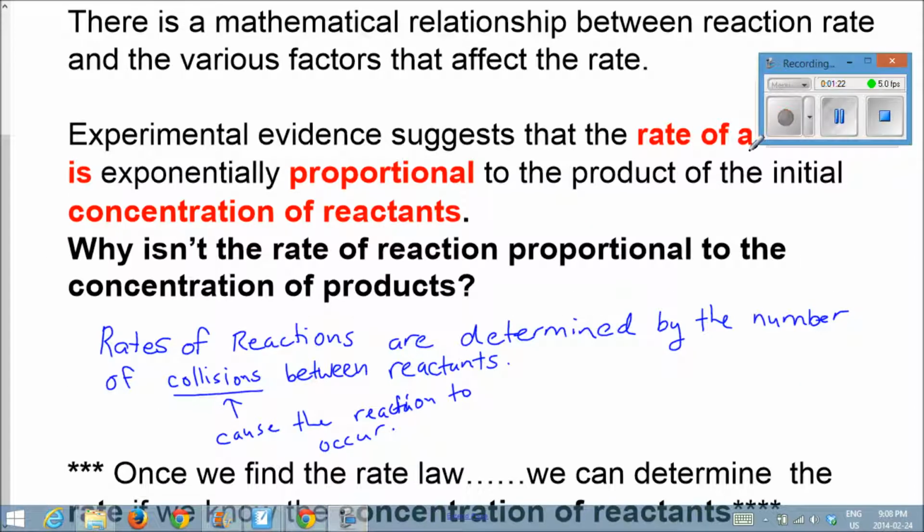The answer to that question is that rates of reactions are determined by the number of collisions that occur between reactants. It has nothing to do with the amount of products, because once you get products, the reaction is already complete. The reaction goes ahead once you have reactants colliding with each other, and that causes the reaction to occur.